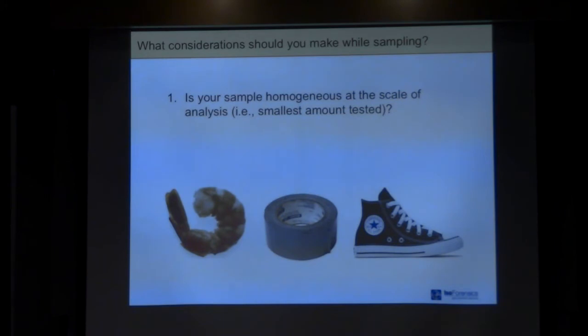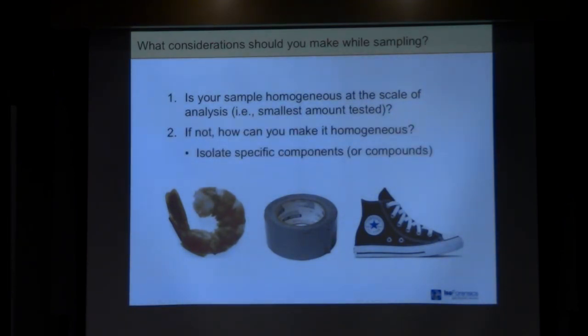So you guys have been sitting up there and weighing tiny little samples or pipetting tiny little water samples. Is your sample homogeneous at that level, at that small scale? If it's not, how do you make it homogeneous? You can isolate a specific component so you can get rid of sort of noise or interference, or you can try and homogenize everything, grind it to a fine powder.